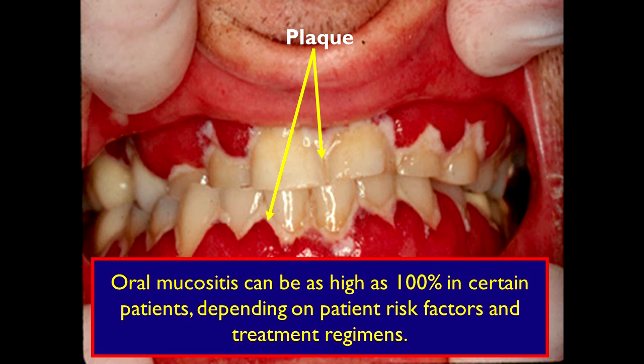Just some FYI information, about 40% of patients receiving standard dose chemotherapy will experience mucositis, 60% receiving high dose chemotherapy, and those that are at risk 100% are your stem cell transplant patients and your head and neck patients.